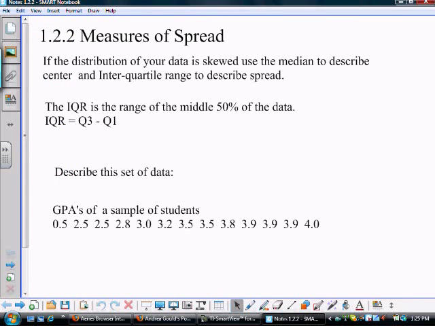So we're gonna do box plots today that we didn't get to yesterday, and we did them again for fifth period. But today we're going to talk about measures of spread. I've told you before, I just told you a few minutes ago, we're not going to use the range for the measure of spread anymore.